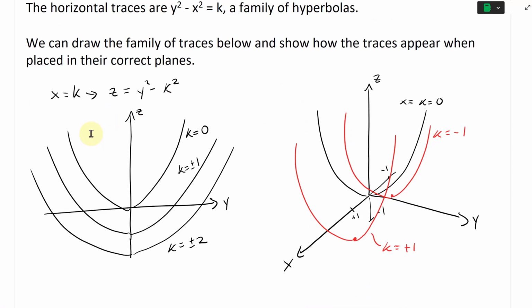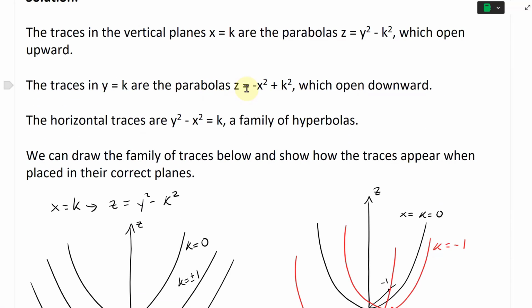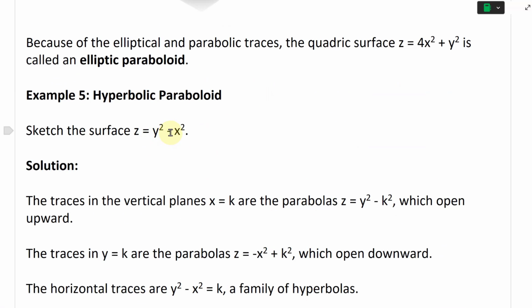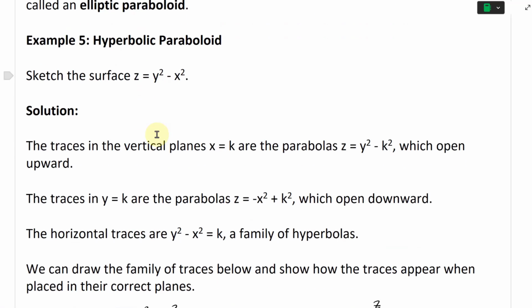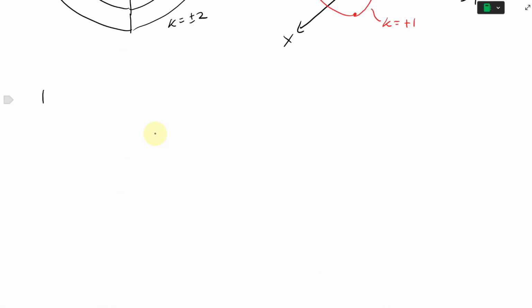Alright, so that was x equals k, the vertical one. Now the other vertical one is y equals k. When you have y equals k, we're going to have z equals -x squared plus y squared, or k squared. So let's write that down. We'll have y equals k, so we're going to get z equals -x squared plus k squared. These ones are going downwards now.